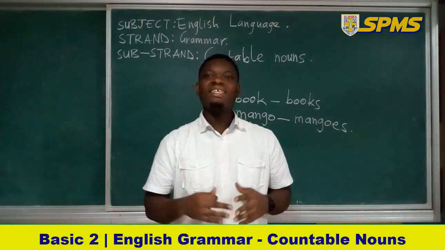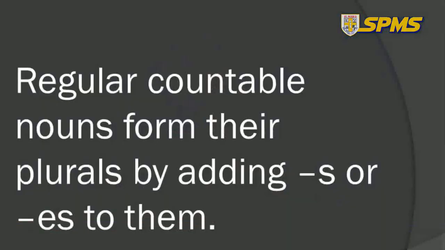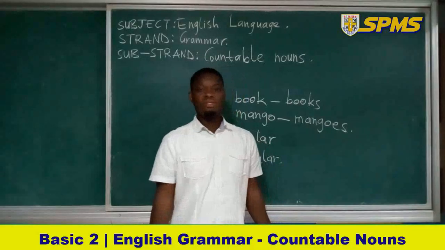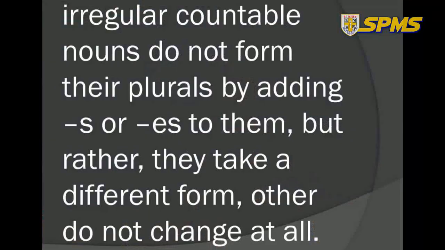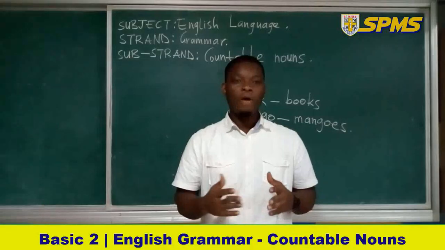Let's take it again. Regular countable nouns, we said they are countable nouns whose plurals are formed just by adding s or es to them. Good. Let's look at irregular countable nouns. Irregular countable nouns do not form their plurals by adding s or es to them, but rather they take a different form, and others do not even change at all. Others have their singular to be the same as their plurals. Very good. I hope it's clear.